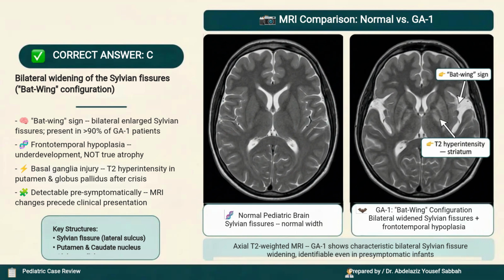The frontotemporal hypoplasia represents underdevelopment, not true atrophy. After a crisis, basal ganglia injury is also seen as T2 hyperintensity in the putamen and globus pallidus. A critical point is that these magnetic resonance imaging changes can be detected presymptomatically, meaning the imaging changes precede clinical presentation. Key structures to identify include the sylvian fissure, the putamen and caudate nucleus, and the globus pallidus.